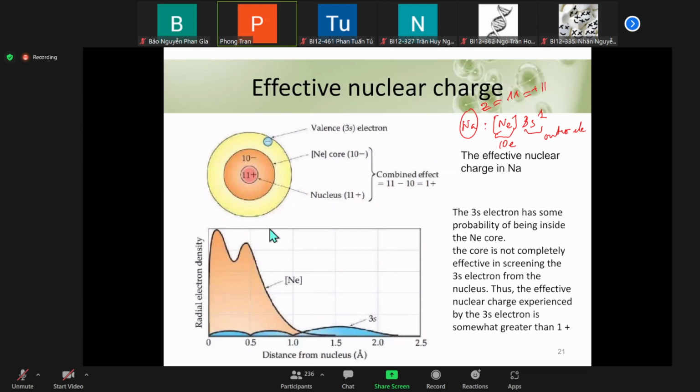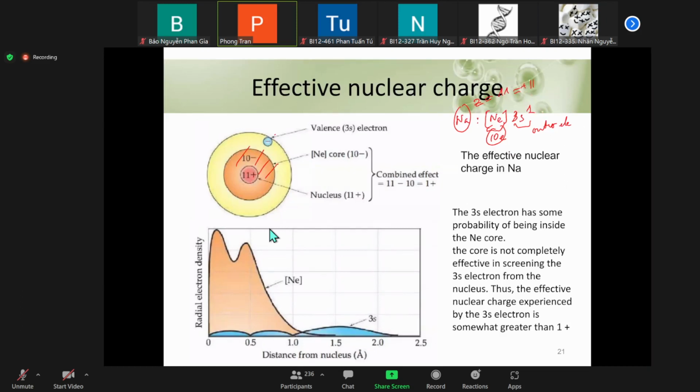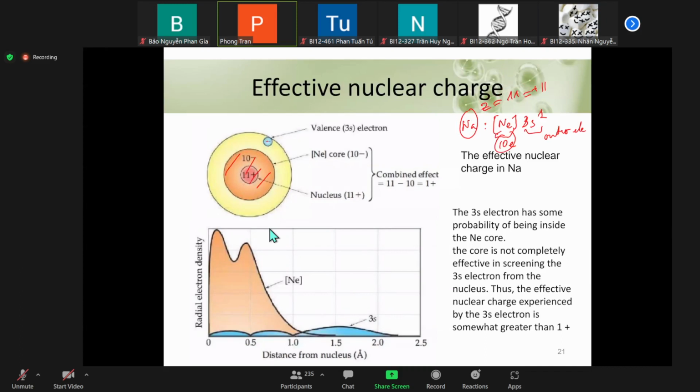So you have 10 electrons in the core, which screen the outer layer electron here. In that case, the effective nuclear charge, if you just consider the 10 electrons inside and 1 electron outside, is the positive charge experienced by this outer electron, which equals 11 minus 10, right? That equals 1. But actually, this outer layer electron will feel all the time more than 1 positive charge.